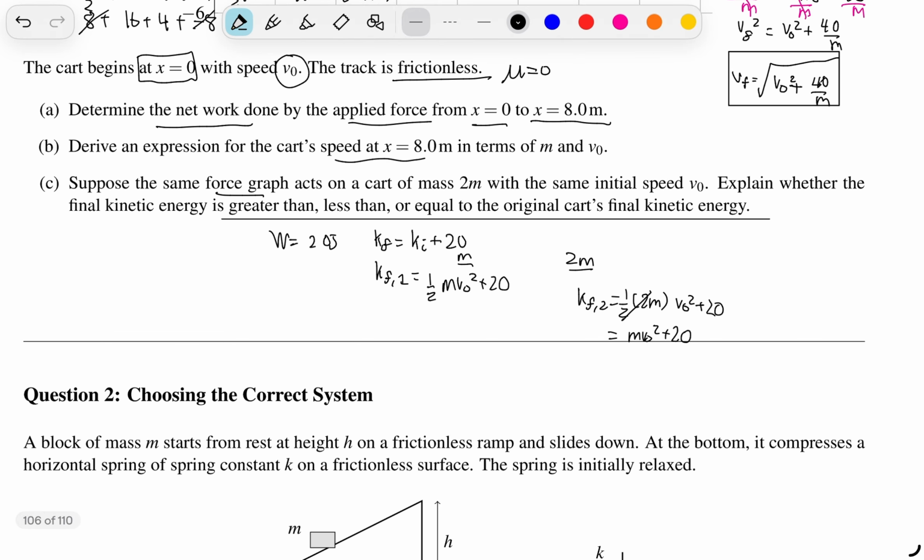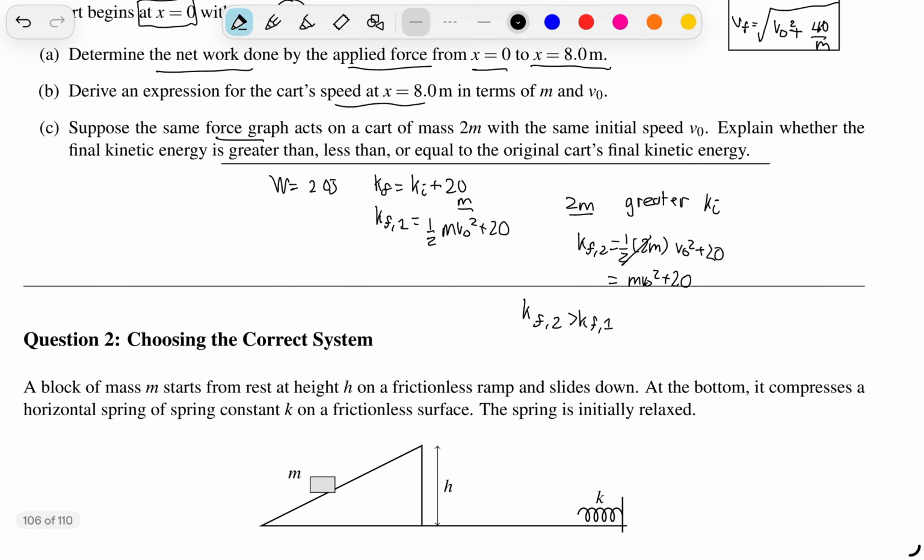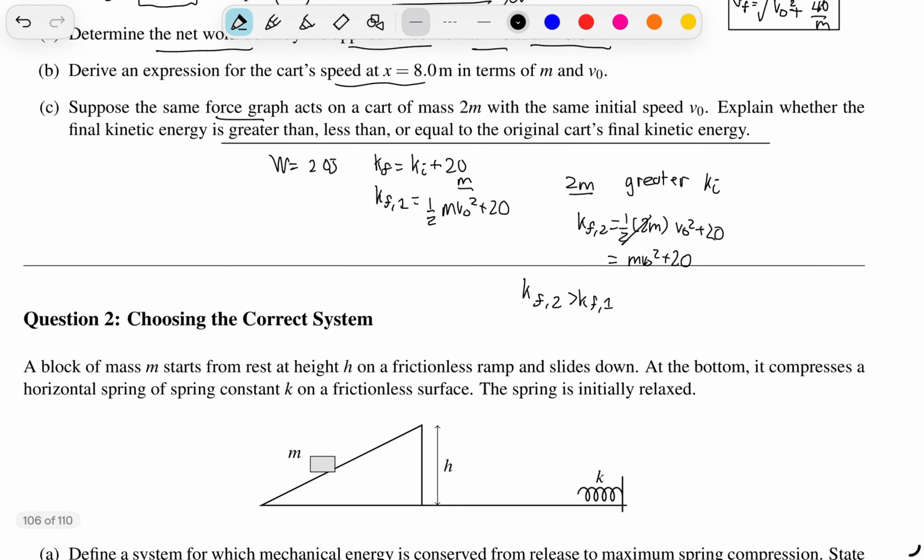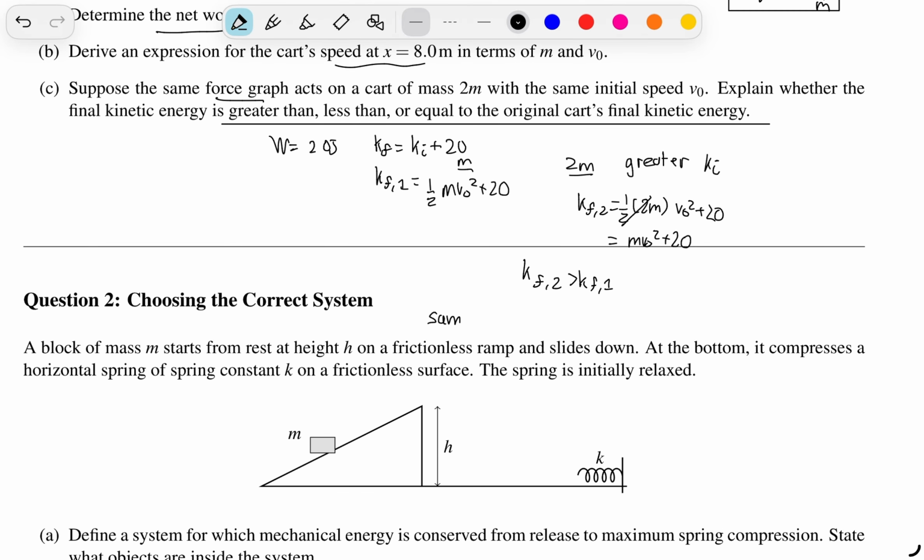So the 2m cart is going to have a greater kinetic energy because it started with a greater initial energy, greater K initial. So that is why KF for cart 2 is going to be greater than KF for cart 1. Now, we have the same external work added, but the heavier cart is going to have more kinetic energy if we have the same V and a different M.